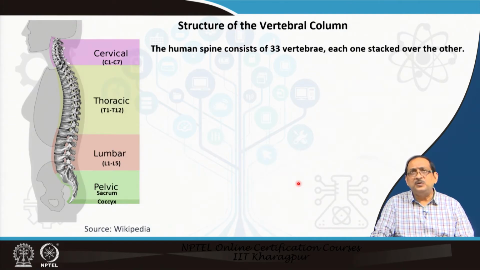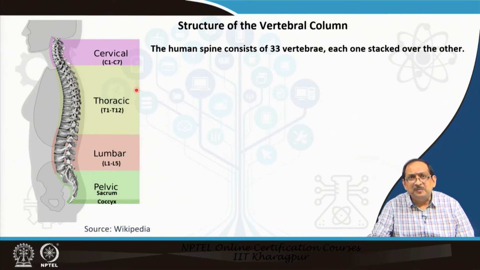Let us come to the structure of the vertebral column. The figure presented on the left hand side consists of the vertebral column, wherein there are four regions: the cervical spine section, the thoracic spine section, the lumbar spine section, and finally the sacrum and the coccyx with the pelvic bone. The main sections of the spine consist of the cervical, thoracic and the lumbar spine.